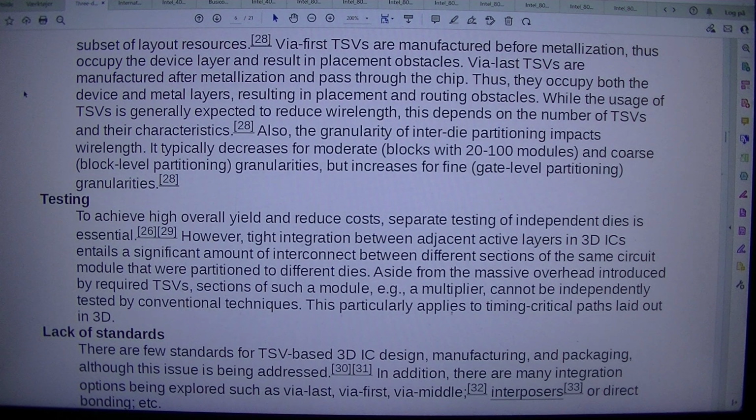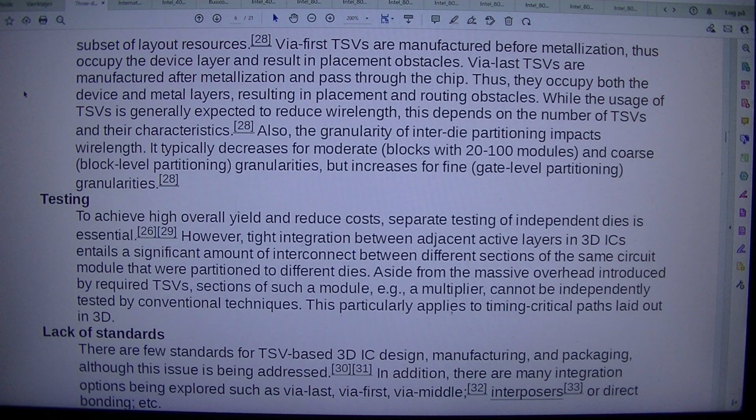Via first TSVs are manufactured before metallization. These occupy the device layer and result in placement obstacles. Via last TSVs are manufactured after metallization and pass through the chip. Thus, they occupy both the device and metal layers, resulting in placement and routing obstacles.